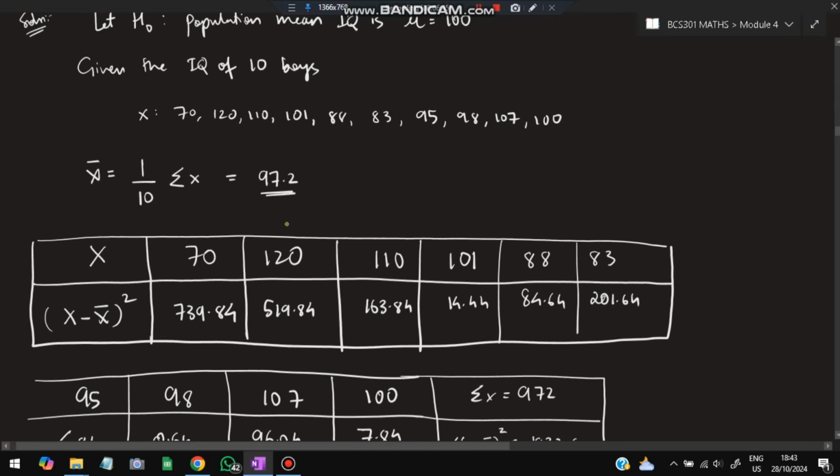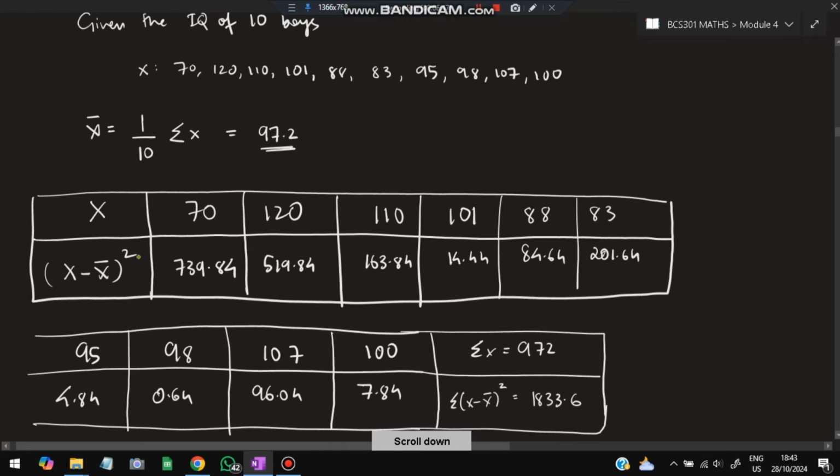Now, for student's t-test, you have to do the following calculation. See here. After you calculate the x bar value, you will write the x values first in the top row, and the bottom row will be nothing but the particular x value minus the mean value. What is the mean value? 97.2. So to get this answer, what you will do? 70 minus 97.2 whole square. For this, 120 minus 97.2 whole square. Like that, you will keep on doing for all of them.